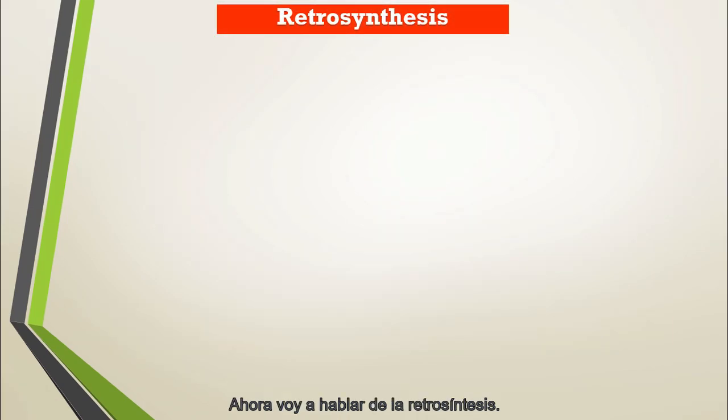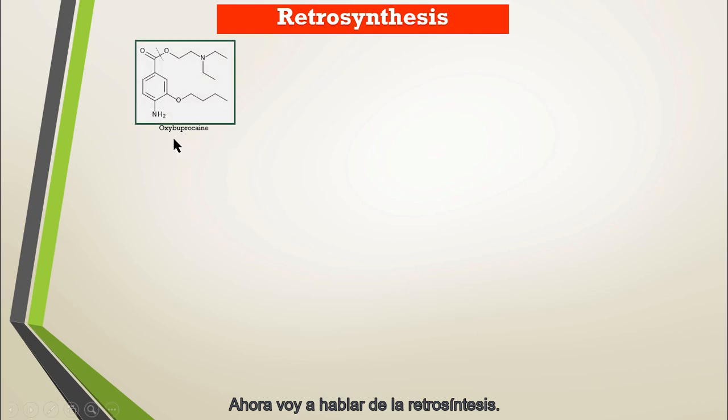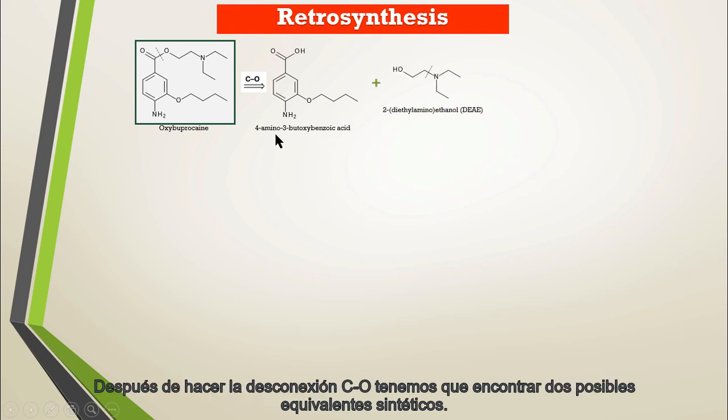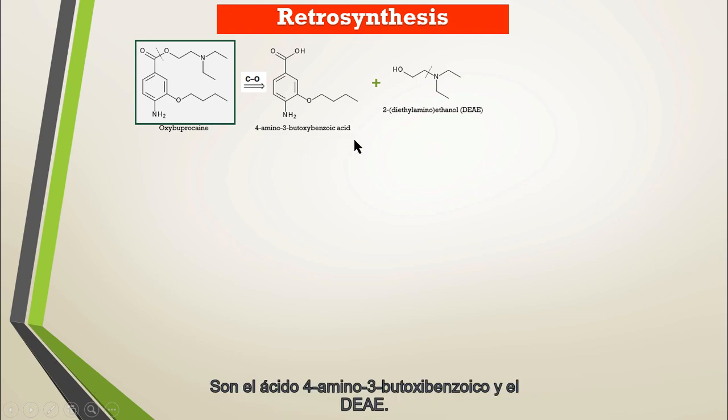Now I'm going to talk about the retrosynthesis. Our target molecule is the oxybuprocaine. We can identify two synthons. After doing the carbon-oxygen disconnection, we have to find two possible synthetic equivalents. They are the 4-amino-3-butoxybenzoic acid and the DEAE.